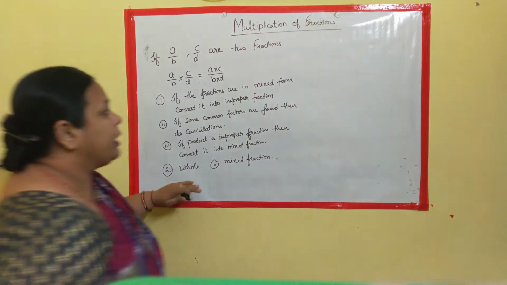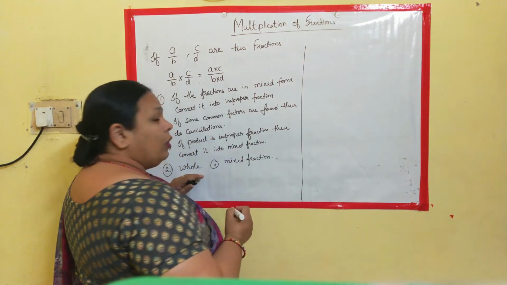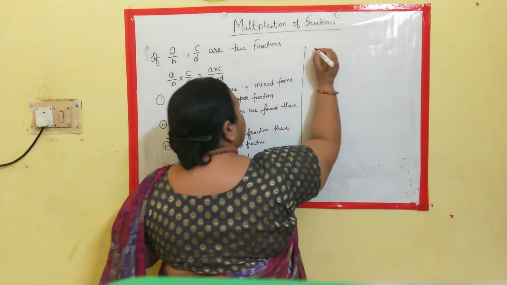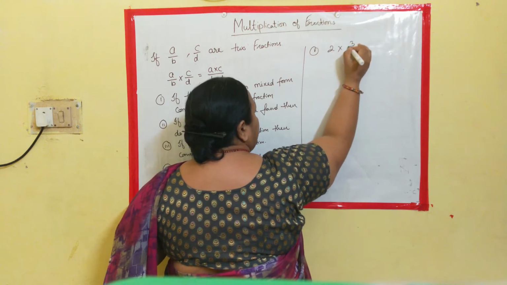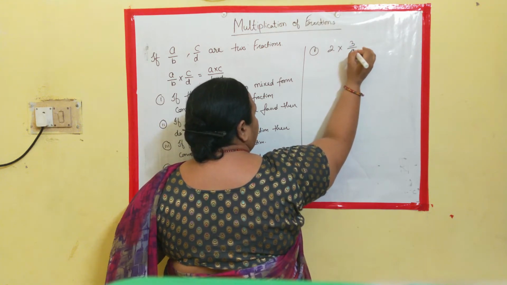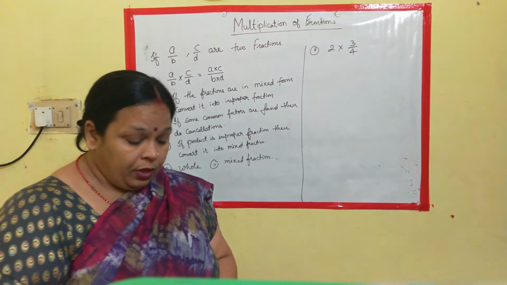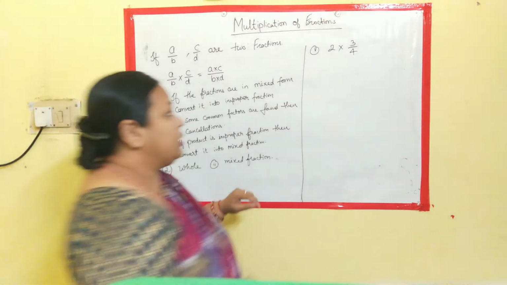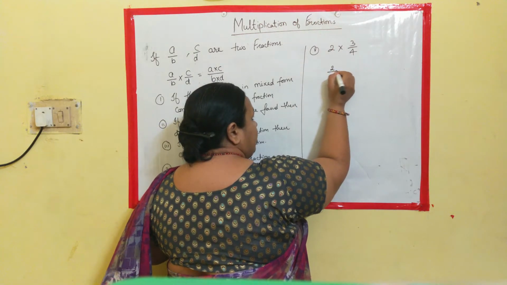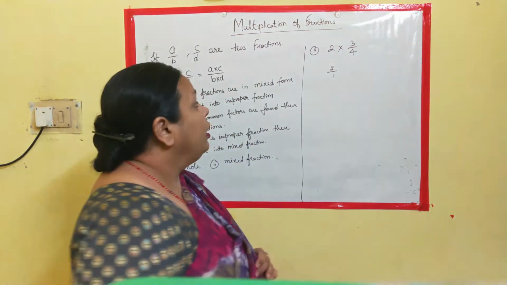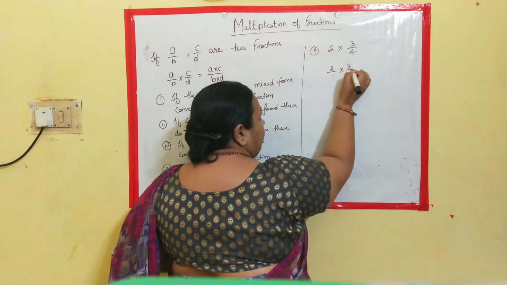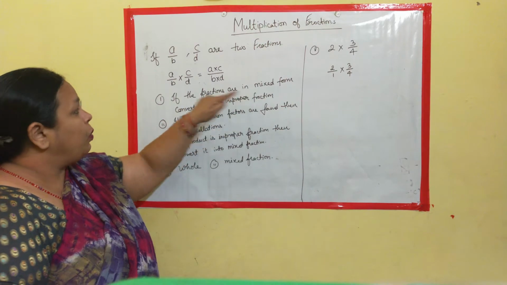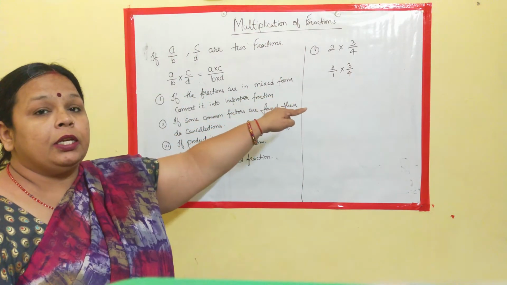Now, if we take an example of multiplication of a whole number with a fraction, that is, if 2 is to be multiplied by 3 by 4. Clear? 2 is a whole number. We are multiplying it by 3 by 4, a fraction. Now what does this say? See, 2 is a fraction because it can be written with the denominator 1. Now multiplying it by 3 by 4. That means A by B, where A by B is 2 by 1, and C by D, where C is 3 and D is 4.